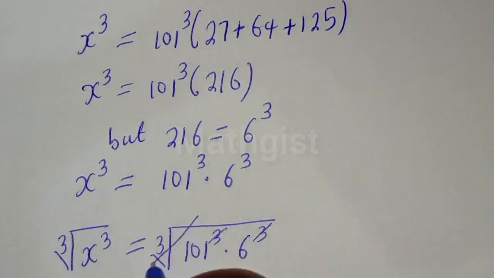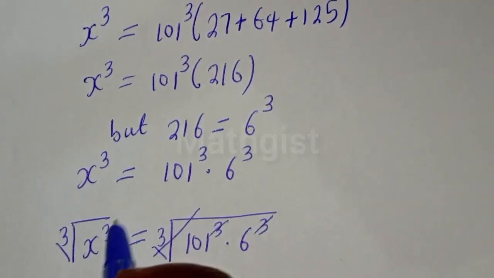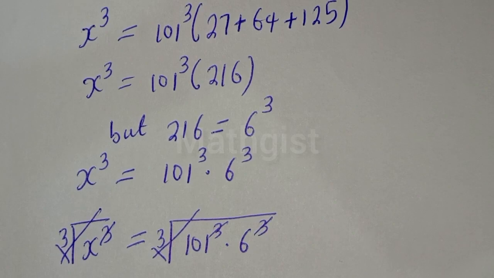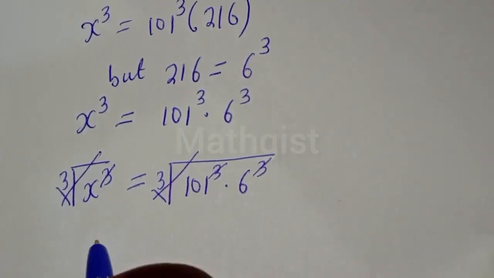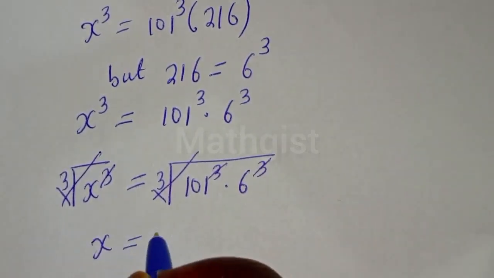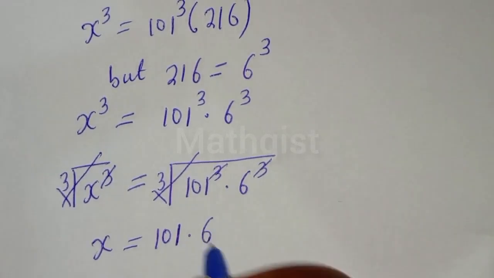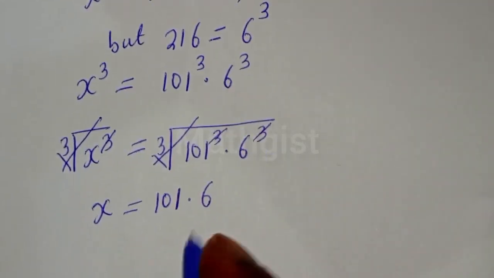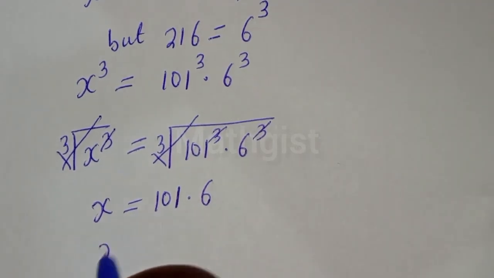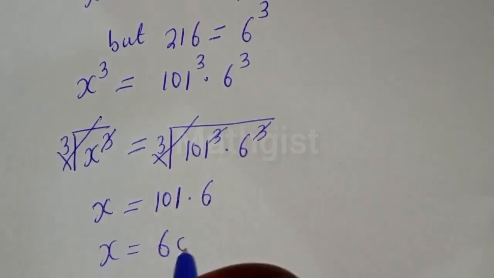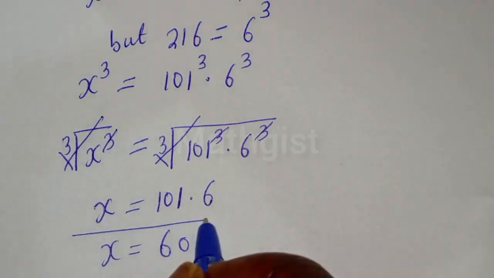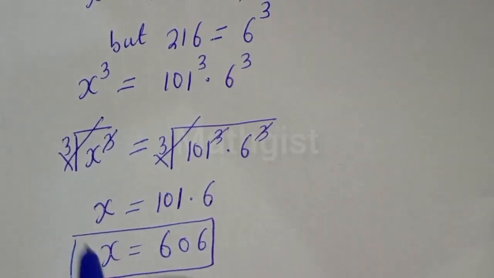This we cancel this, then this we cancel this. S is equal to 101 multiplied by 6, and 101 multiplied by 6 is s is equal to 606. This is the final answer.